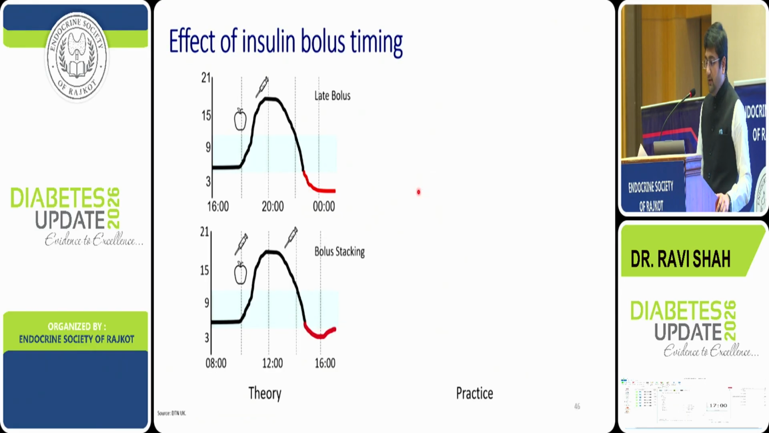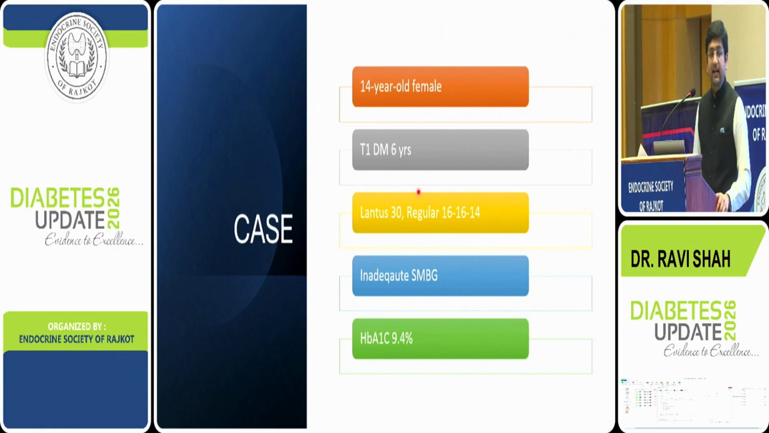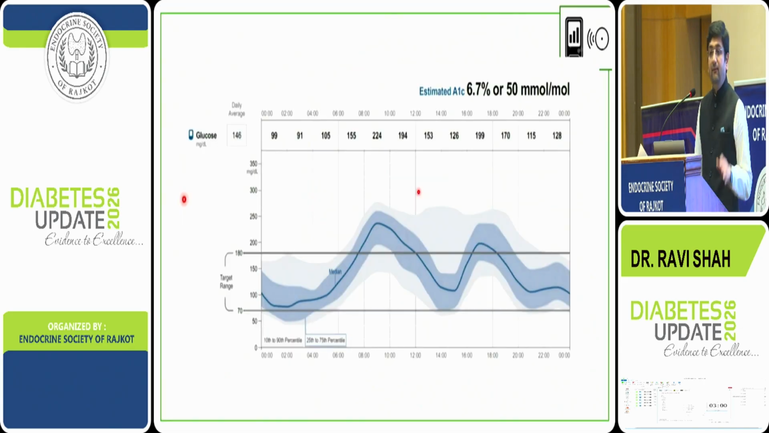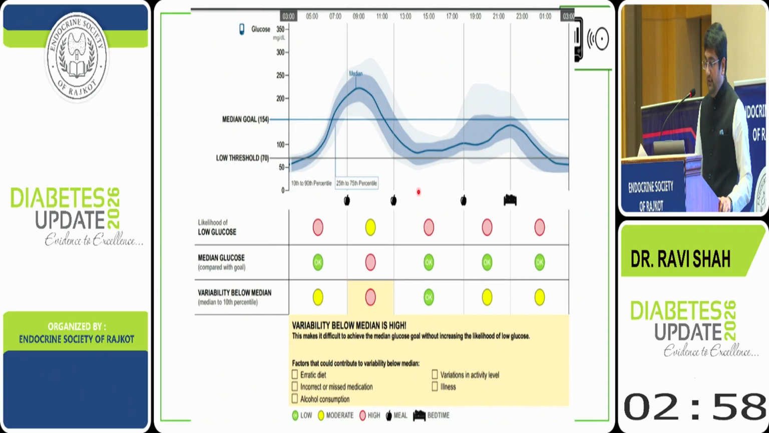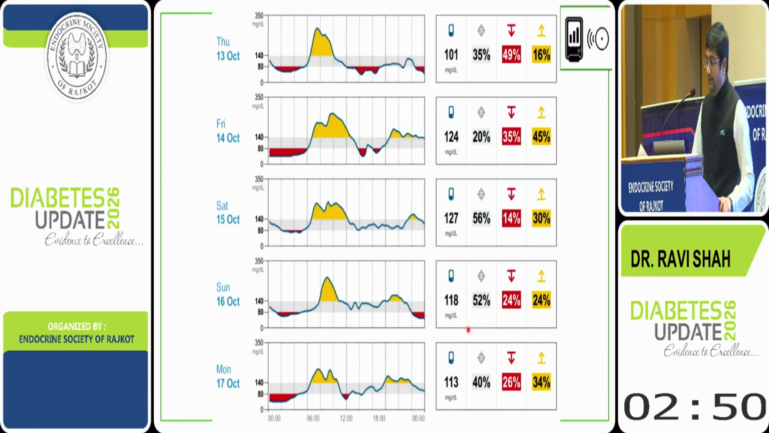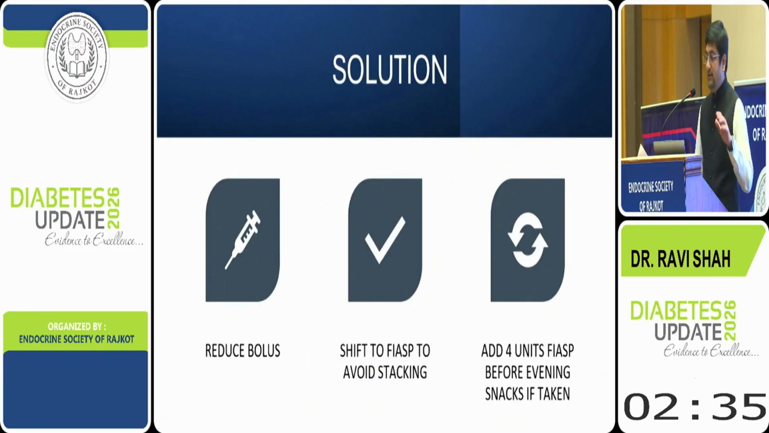So looking at a few cases, a 14-year-old female type 1 diabetic on Lantus 30, insulin 16, 16, 14, came with this pattern. So now we need to divide what is the patient's overnight glucose, pre-breakfast, post-breakfast, pre-lunch and post-lunch, and then you need to be determining. So this patient was having a nighttime hypoglycemia. We reduced the dose of the patient's basal insulin. The patient was having post-breakfast hyperglycemia. We increased the dose of the patient's pre-breakfast insulin, and with this the patient achieved good glycemic control.